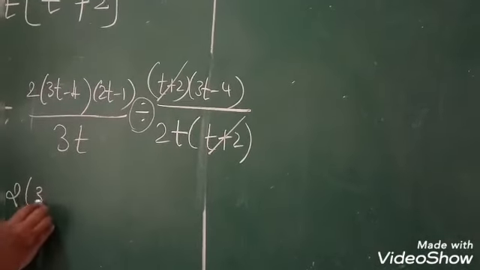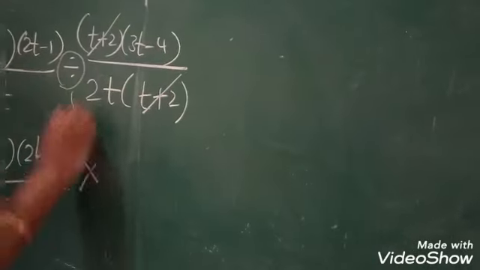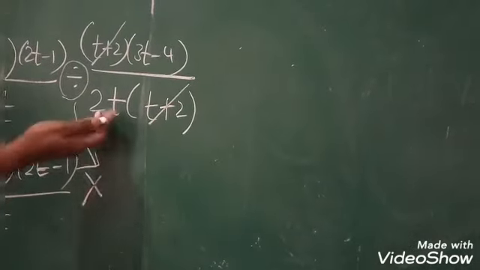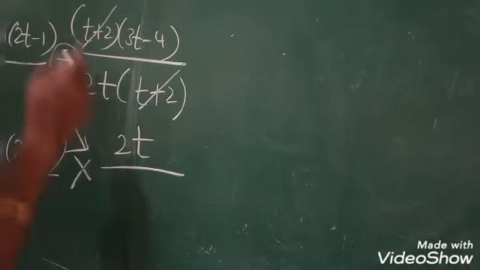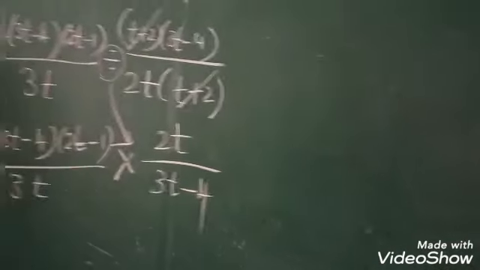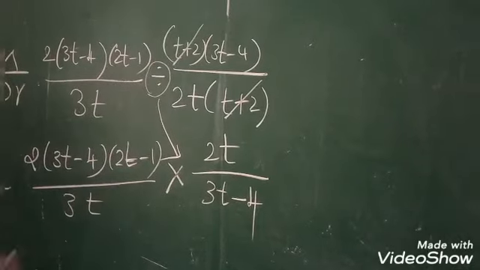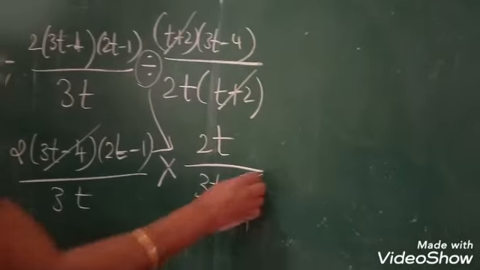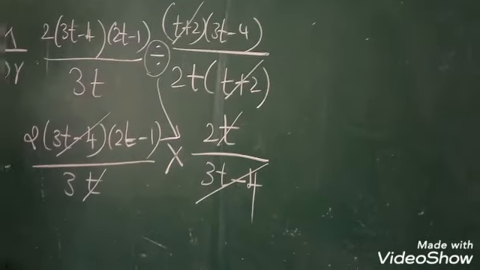So 2 into, this is what is important, girls, in this sum: 2t minus 1 divided by 3t into... I am changing the symbol. Here see, the multiplication symbol, so you want to put the reciprocal. Reciprocal means the denominator goes to the numerator, and the numerator comes to the denominator. Now you have to strike out the common factors. The common factor here is 3t minus 4, here also 3t minus 4. Then they cancel, and the remaining is the answer.